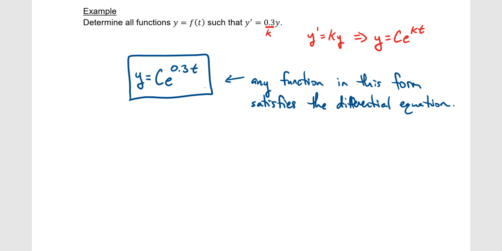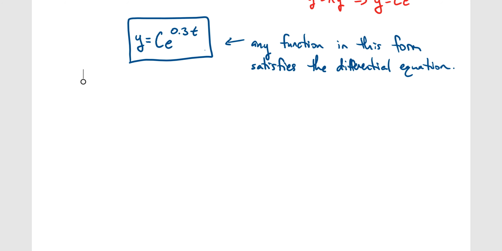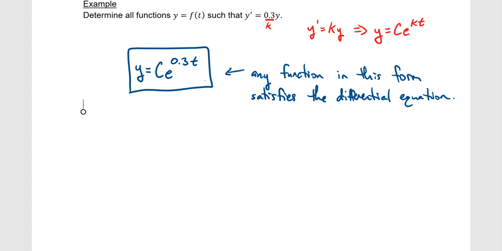Any function in that form is going to satisfy that original differential equation. So that means c could be anything. c could be 6, c could be 7, c could be -2. No matter what that c value is, it's going to be a solution to this differential equation up here.